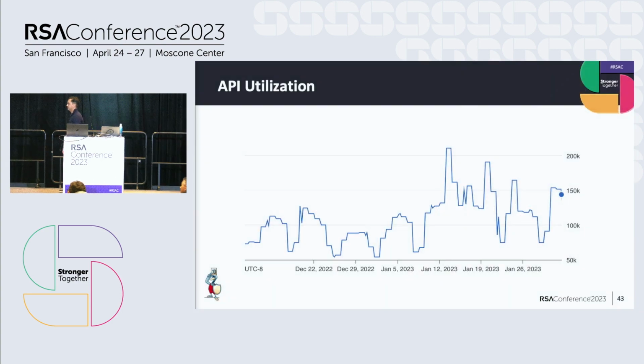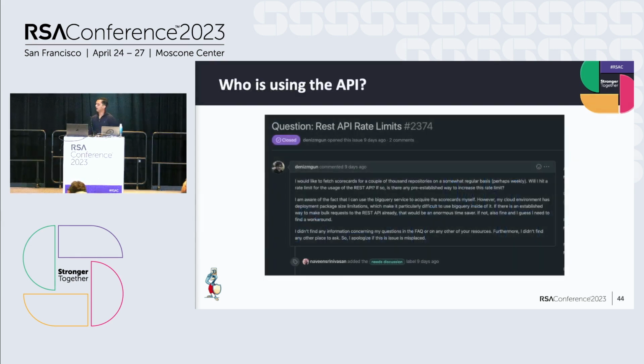How is the API being utilized? This is a little old data. We see about 200K requests, not too much. We launched it late fall last year. That's our utilization up to now. Who's using our API? We don't know who's using our API. So if you're using the API, please come and talk to us. We would love to know. This is one of the users who opened an issue asking, do we have rate limits? We understand the users are from a university in Europe trying to use the API for their purposes.